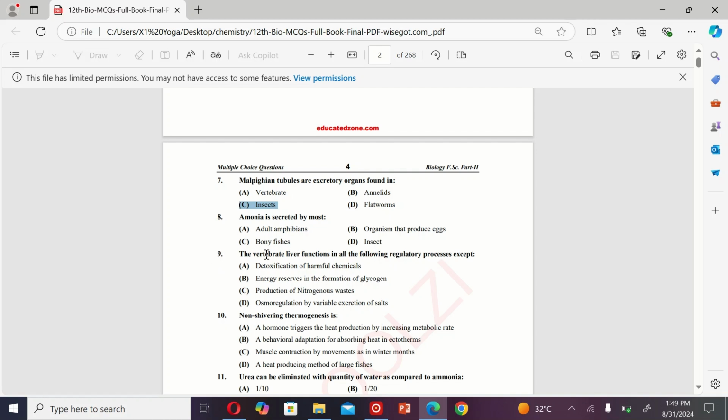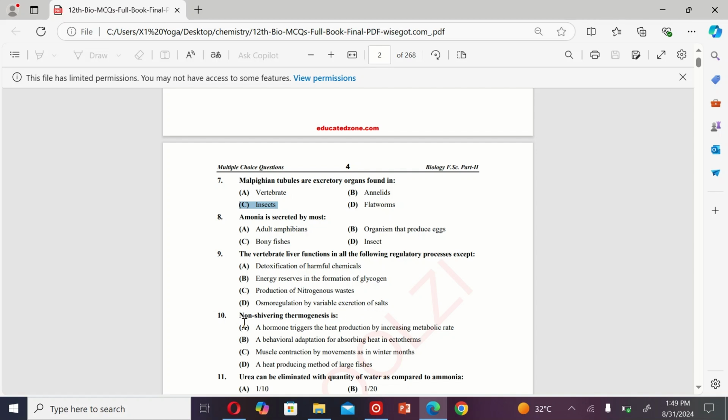The next MCQ is: in vertebrate liver, functions in all of the following regulatory processes except A. Detoxification of harmful chemicals, B. Energy reserves in the formation of glycogen, C. Production of nitrogenous waste, and D. Osmoregulation by variable excretion of salt. So the correct option is D.